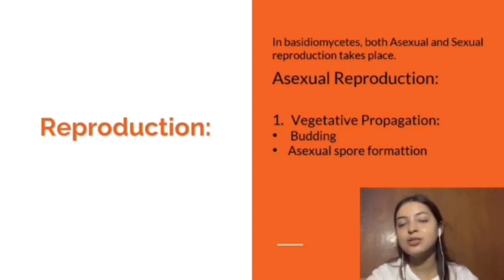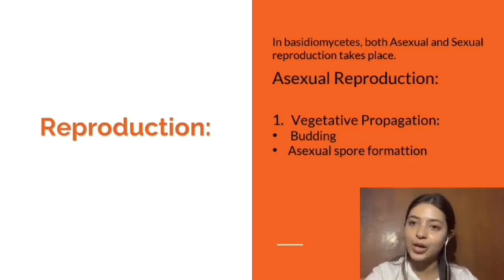In Basidiomycetes, both asexual as well as sexual modes of reproduction take place. First of all, let us look into the asexual mode of reproduction in Basidiomycetes. Basidiomycetes can reproduce asexually by two means, first is budding and second is by forming asexual spores. Budding occurs when an outgrowth of the parent cell is separated into a new cell, and asexual spore formation occurs in specialized structures known as conidiospores. Moving on to the next slide.